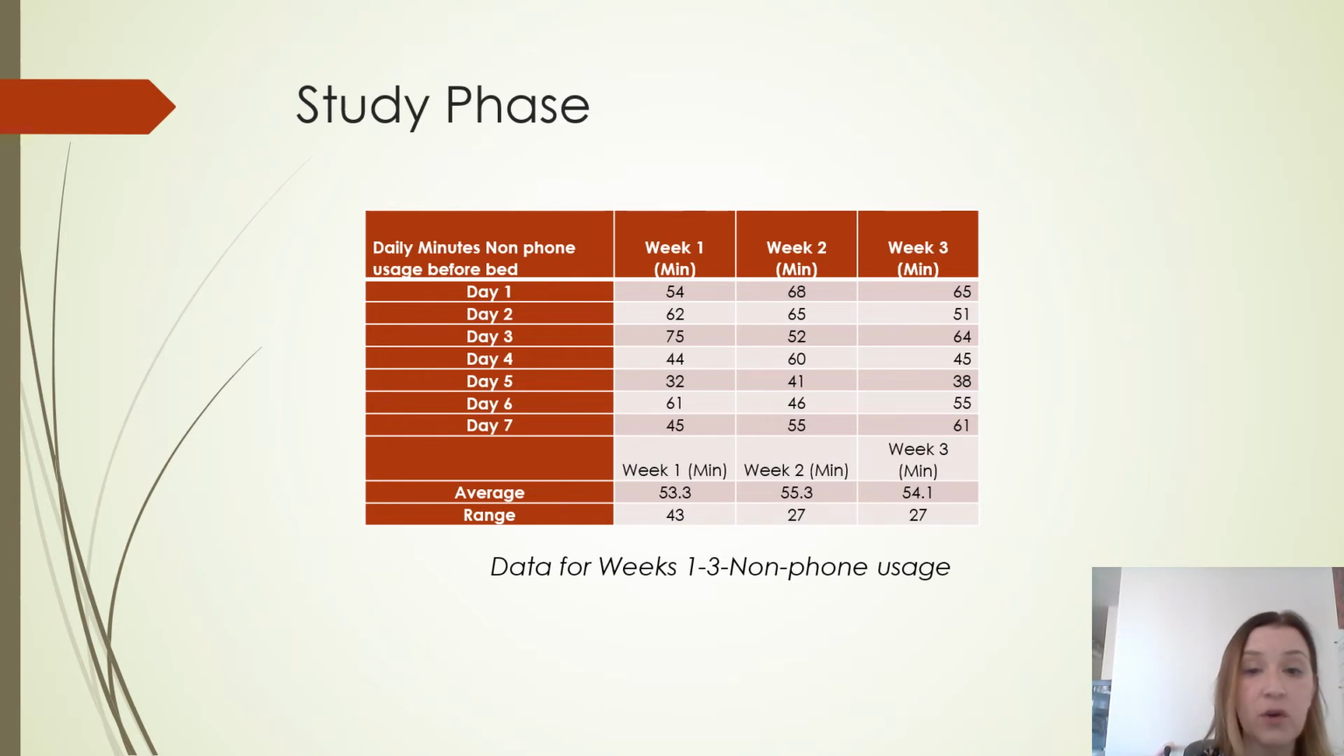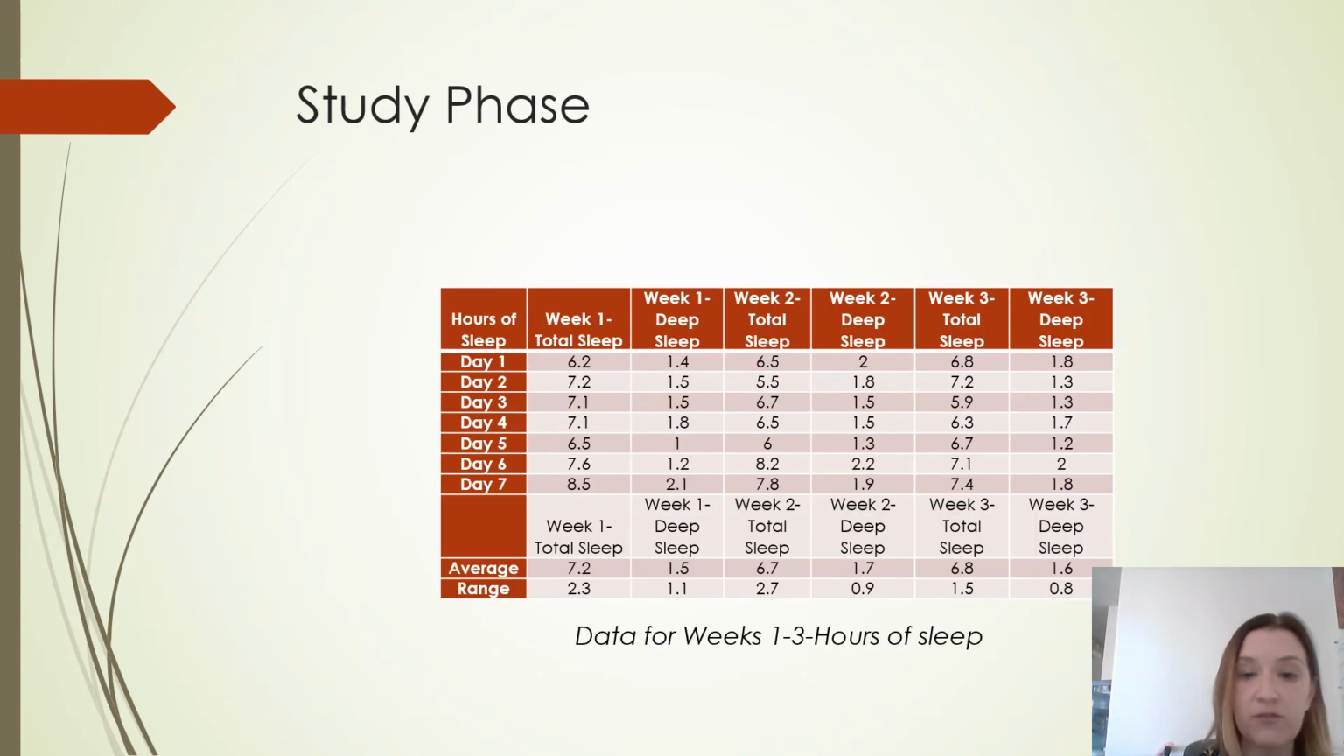Below is the data for weeks 1 through 3 of non-phone usage, when I put the phone in the kitchen. I averaged about 54.2 minutes, like I said, putting it in the kitchen, which was great for me. I thought I wasn't going to even be able to do 15 to 30 minutes. And the ranges did improve for weeks 2 and 3. Attached is the data for weeks 1 through 3 of the hours of sleep that I had. I was getting an average of almost 7 hours of sleep, which is a lot higher than the 5.8 I was getting before. I definitely did feel a difference, and the ranges had improved for all of them.